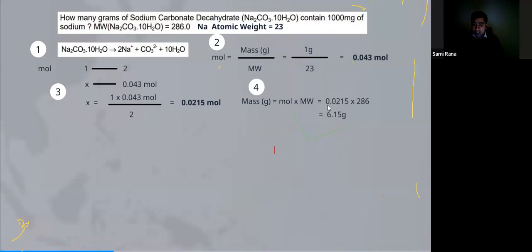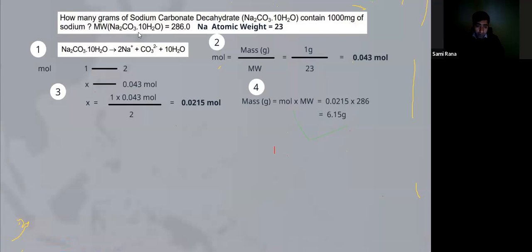6.15 grams. Where is this coming from? Moles, 0.0215 from here, and this is the molecular weight given up here, 286. So now we have found out that 6.15 grams of sodium carbonate decahydrate contains 1000 mg of sodium.